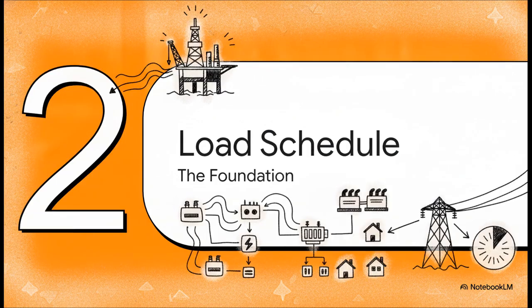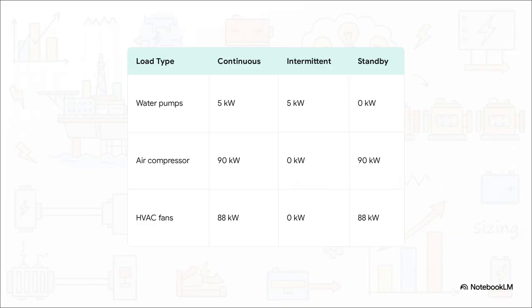Moving right along to Section 2, building the load schedule. This is your foundation. The master load schedule is our absolute starting point for estimating total power consumption. You have to remember, offshore platforms are basically self-contained cities, right? Every single power-consuming device needs to be accounted for. From this one document, we'll eventually decide how many generators to install and what the highest voltage should be for the whole power system.